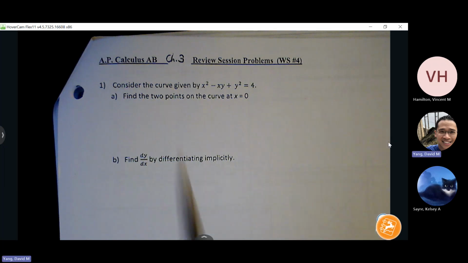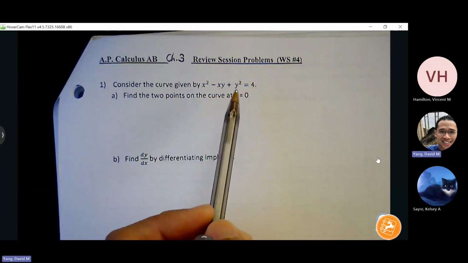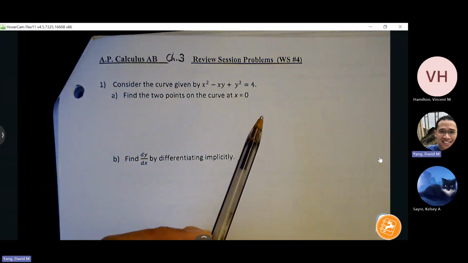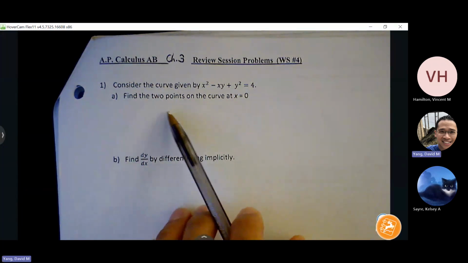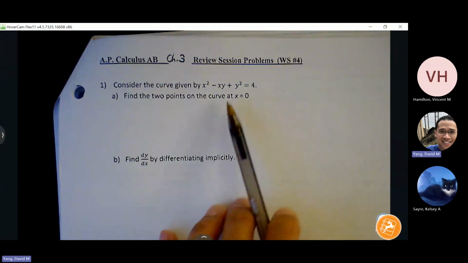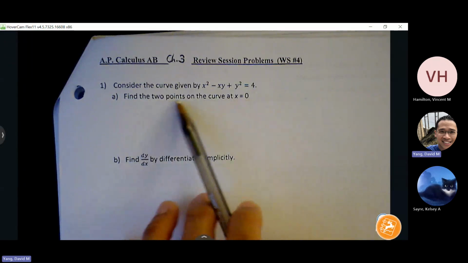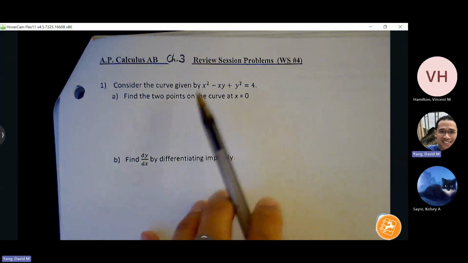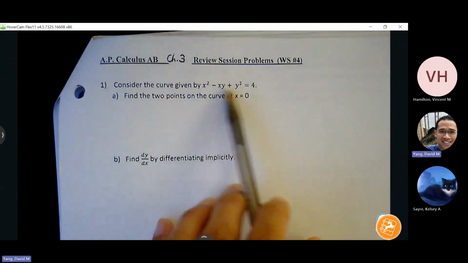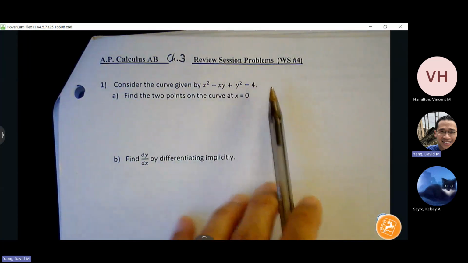Okay, consider the curve given by x squared minus xy plus y squared equals 4. Find 2 points on the curve. So they're not even asking for the derivative yet. We're just asking about ordered pairs. Anything with an ordered pair is just the original equation. There's no need for anything with the derivative.